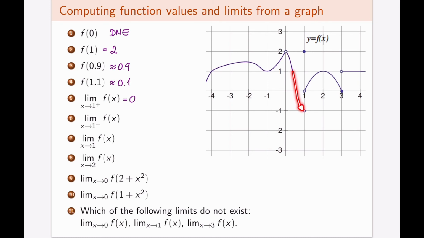And I can see that, again, I'm approaching this hole right here, which happens to be at an x value of -1. So my limit is going to be equal to -1. Okay? So what we have here is that the limit as x approaches 1 from the right is a value equal to 0. The limit as x approaches 1 from the left is equal to -1. But the function itself at 1 is equal to 2, right?